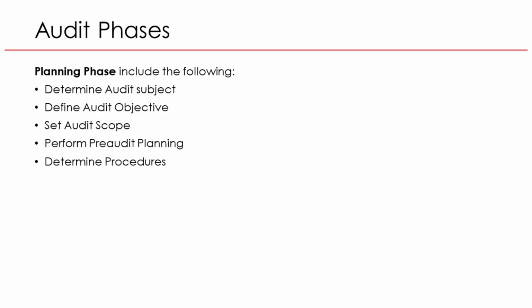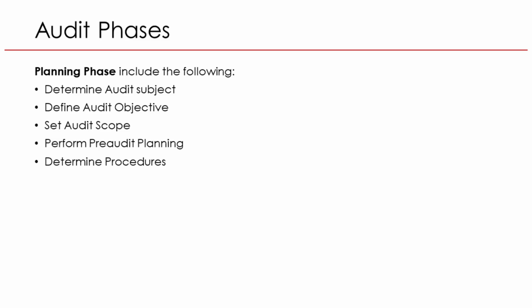The audit planning phase is the first and most important part of any audit. It helps the auditor prepare properly before the actual testing begins. Determine audit subject. This means deciding what area or process will be audited. Example: the auditor may choose to review the company's payroll system or IT security controls.